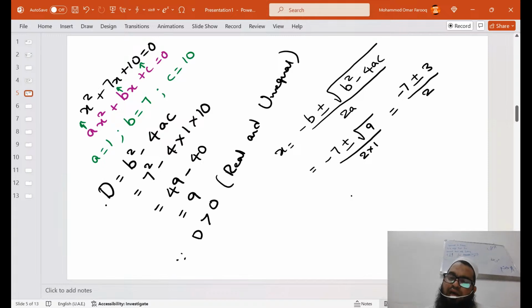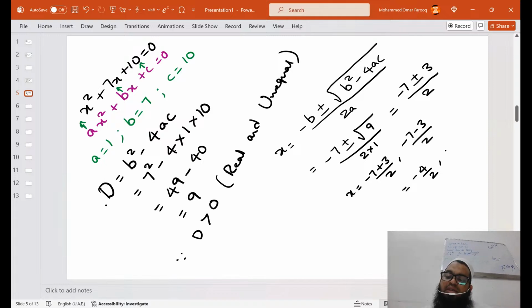So now you have two options. So x is equal to minus 7 plus 3 by 2 and minus 7 minus 3 by 2. So that equals, what is minus 7 plus 3? Minus 4 divided by 2. And minus 7 minus 3, since both are negative, we have to add them. So minus 10 by 2. So what is minus 4 by 2? Minus 2. And 2 fives are 10, so it is minus 5.